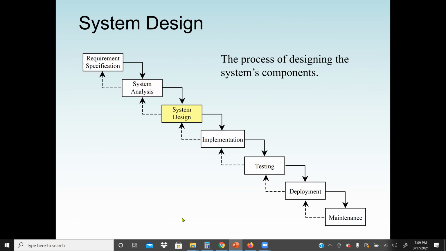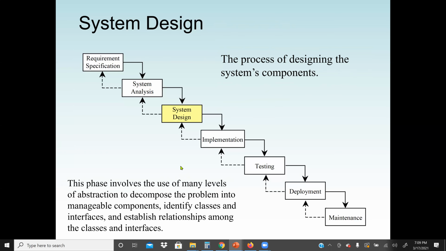Then in the system design, the process of designing the system components. This is where we are going to design the algorithms. We have, again, the system design phase, we may have different tools to design our algorithm. For example, we can use a diagram such as the Unified Modeling Language. We can design our classes. We may design our use case diagram, etc.